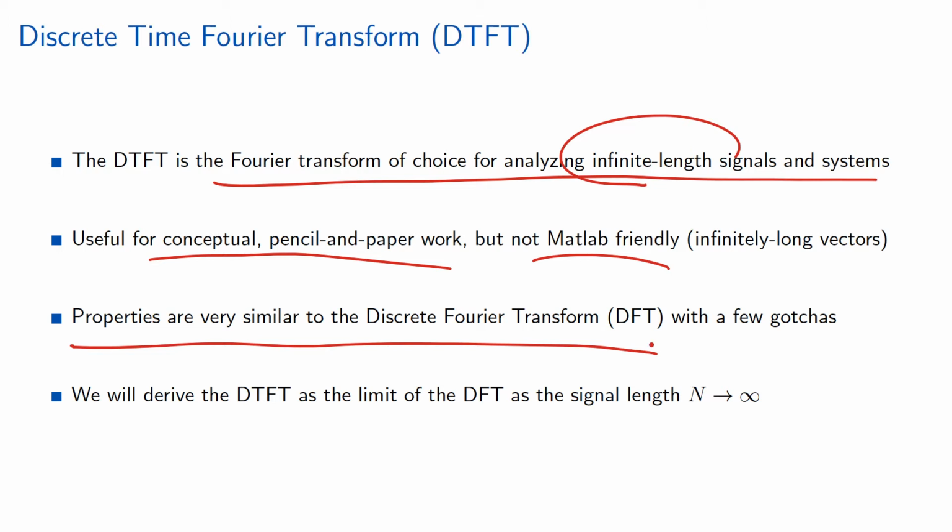Speaking of the DFT, the properties of the discrete time Fourier transform are very similar to those of the DFT, and so we'll be able to go quite quickly through them. But there are a few gotchas, a few tricky spots that we need to beware of. And the way that we're going to derive the DTFT is as a certain limit of the DFT, and that's why the properties are similar.